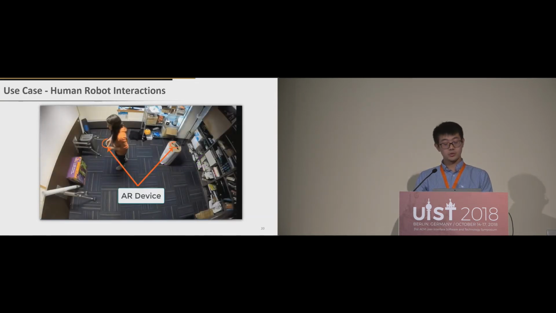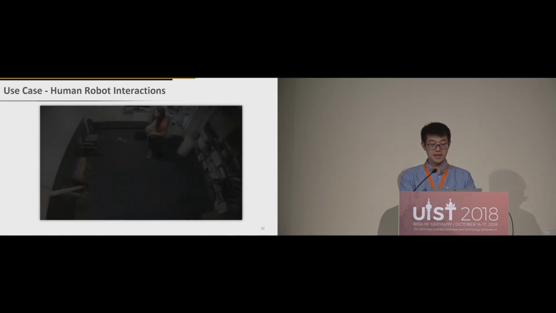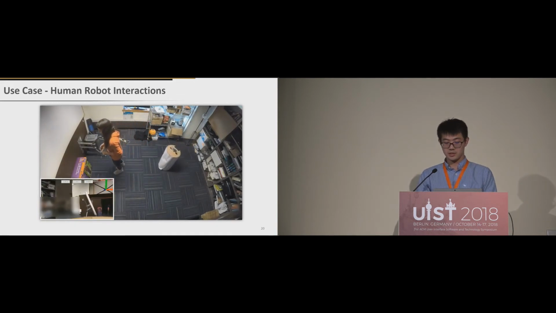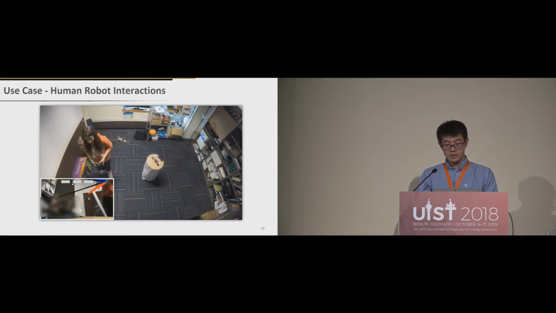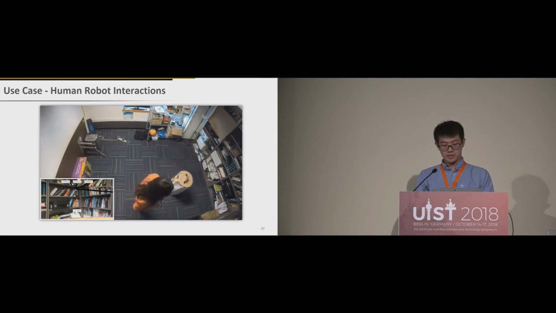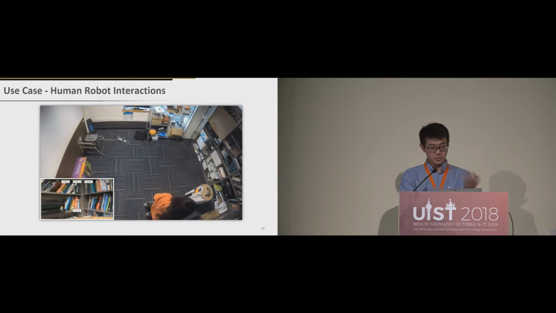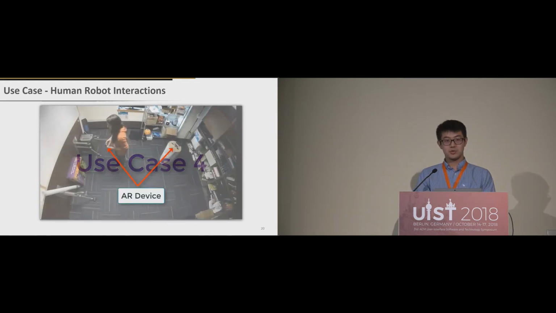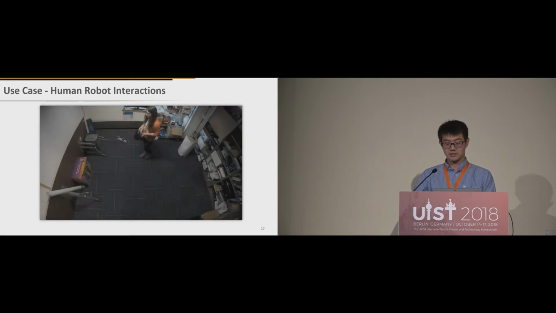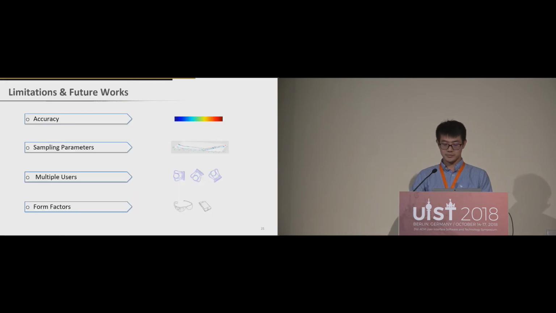In the future, we also envision that humans and robots can actually communicate and interact with each other naturally. We can coordinate the robot with respect to the user's position and orientation. For example, in this use case, the robot is actually mimicking the human's movement and also adjusting the orientation accordingly. So there are several limitations and future directions we are targeting.